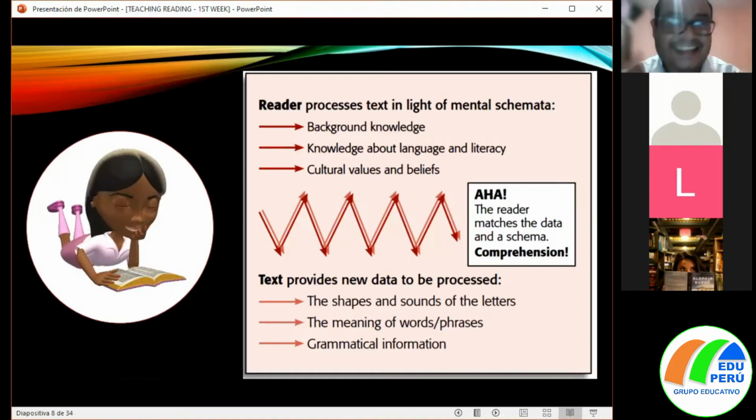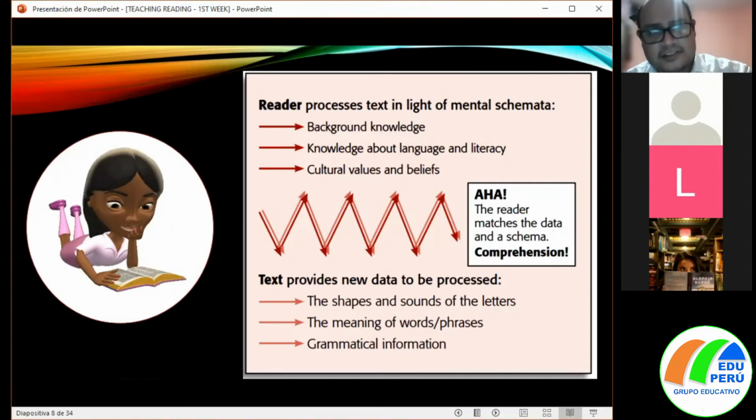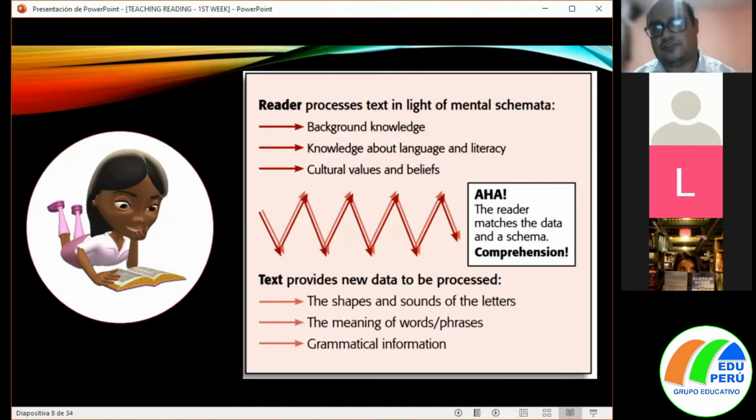So when these interact, that's why here you have this arrow up and down. It means that you are constantly interacting these two aspects of reading. Up, down, up, down. So you use the top, then you use the bottom, and you produce comprehension. The reader matches the data and a schema, and this is called comprehension.